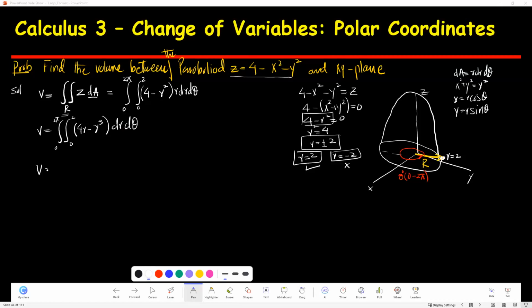So I'm going to be writing integral 2 pi, 0, parenthesis, and taking the integral for 4r with respect to r. So it's going to be 4 by 2 r squared minus 1 over 4 r to the 4. And this is closed. I'm going to put the value, it's going to be 2, 0, and outside parenthesis d theta.